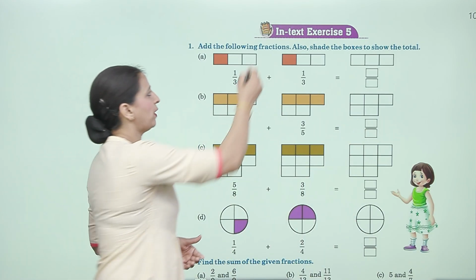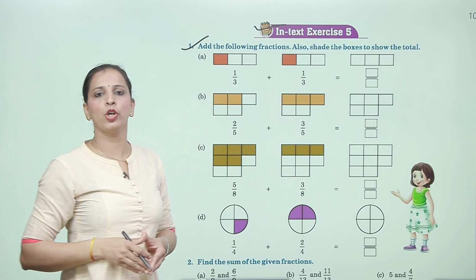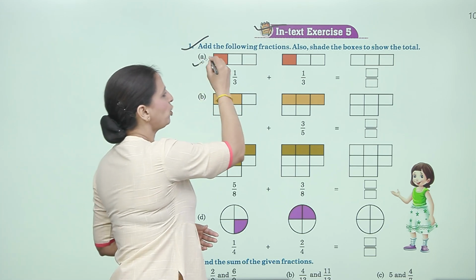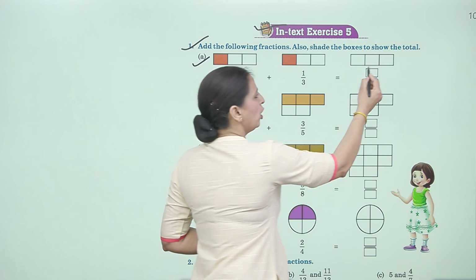Now, in textbook exercise 5, question number 1, add the following fractions, also shade the boxes to show the total. A part, 1 by 3 plus 1 by 3, that is equal to 2 by 3.